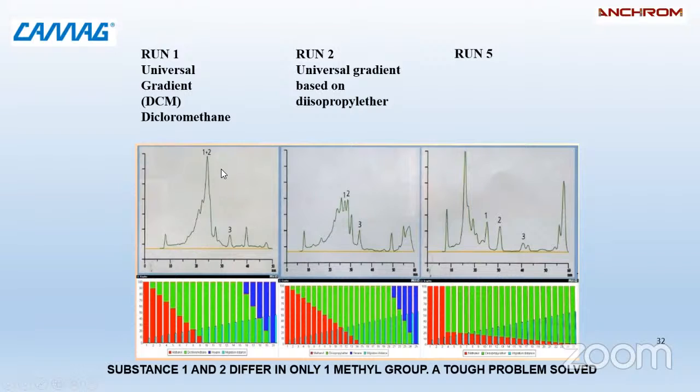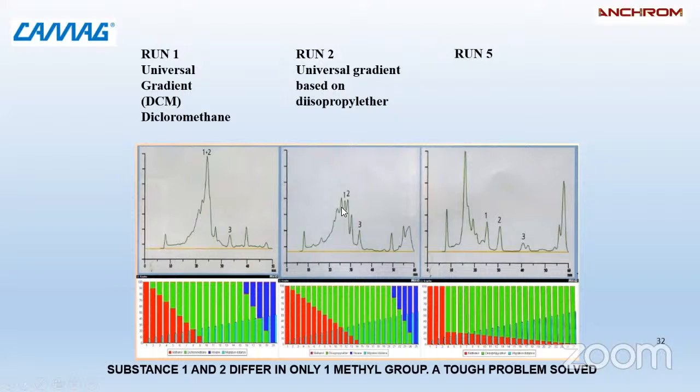When we used a gradient which is based on dichloromethane, that means to run that particular compound, we used solvent based on dichloromethane. In the next run, we used the gradient with diisopropyl ether. When we used dichloromethane, we could not see any separation for compounds 1 and 2. But when we used diisopropyl ether, you could see that we got separation for 1 and 2, but they are not completely separated.